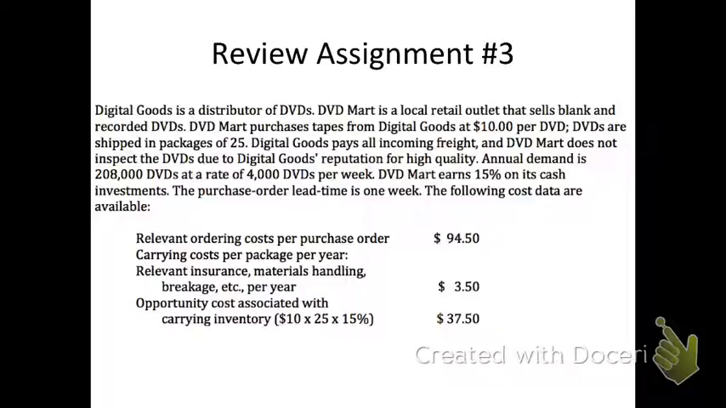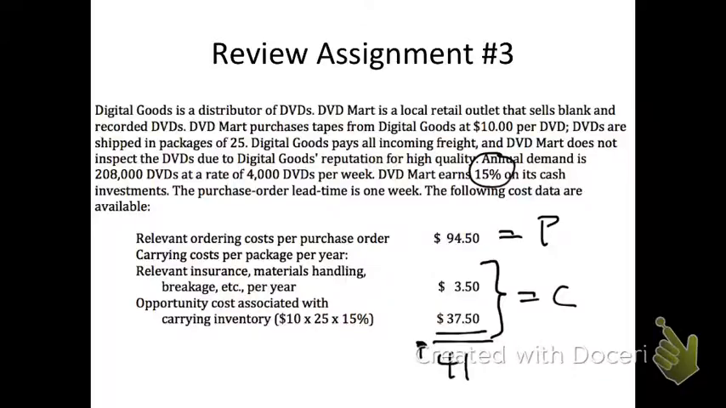And then we have our information about our costs. And so our order costs are $94.50. Our carrying cost is actually the sum of both of these. We have our insurance, care, and handling costs, and then we have our opportunity cost, which just relates to the opportunity cost of using the money to purchase and hold inventory instead of using the money to earn 15% somewhere else. So your total carrying cost actually turns out to be $41.